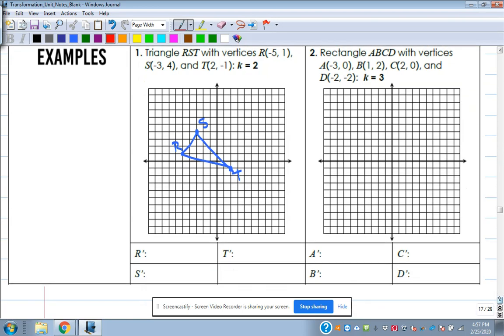The dilation that is happening is multiplying by 2. So the point R prime should be at negative 10, 2. So you multiply negative 5 times 2. That gets you the new X value for R prime. Multiply the Y value by 2. That gets you the new Y value for R prime. So negative 10, 2. S prime would be at negative 6, 8. And T prime would be at 4, negative 2, excuse me.